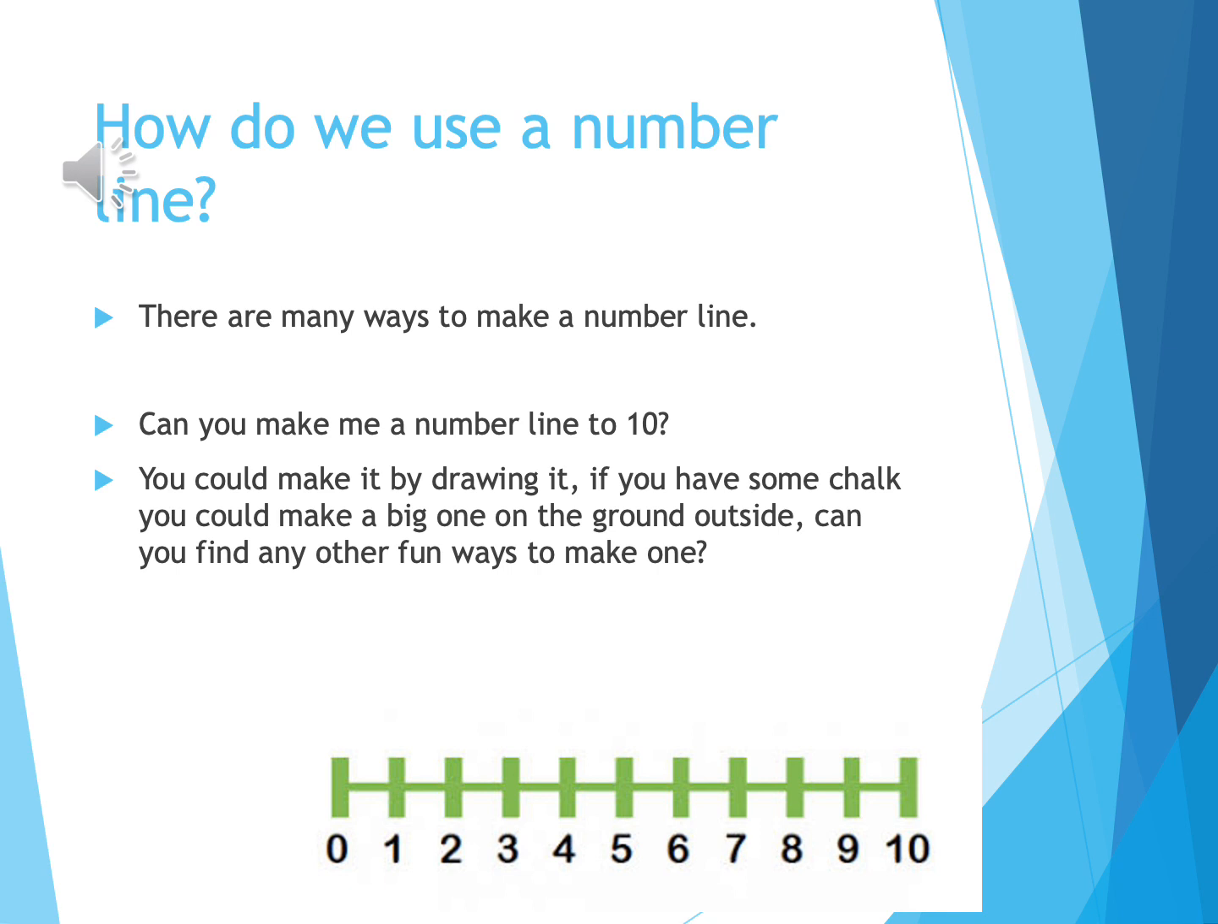If you have some chalk, you could go outside and draw it on the path. You could use a broom handle. You could put some post-it notes on it. Can you find a fun way to make a number line? You might use some string. You could make a number line on your mum's washing line by sticking post-it notes or paper to it to put the numbers on. Find a really creative way to create a number line for me.